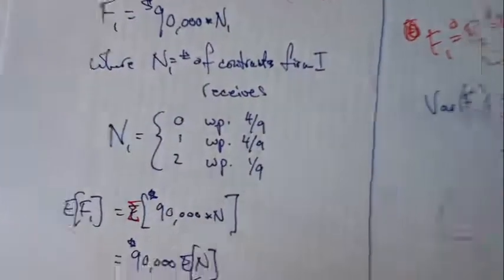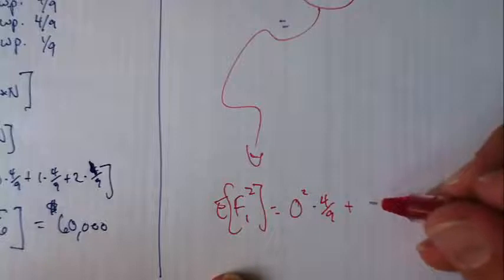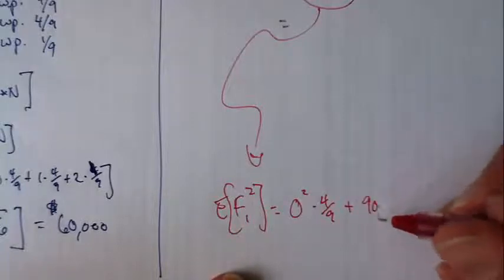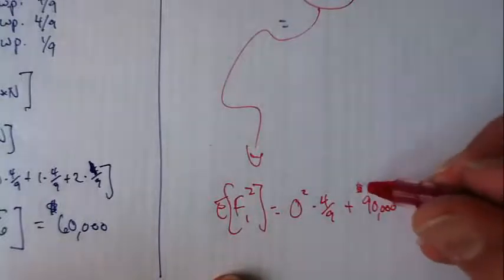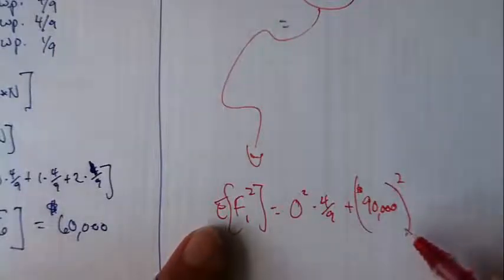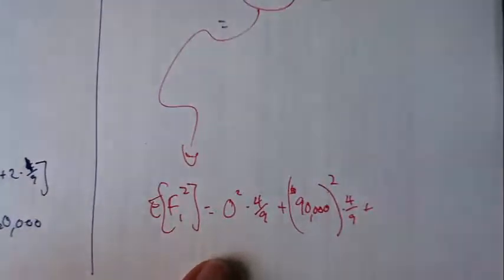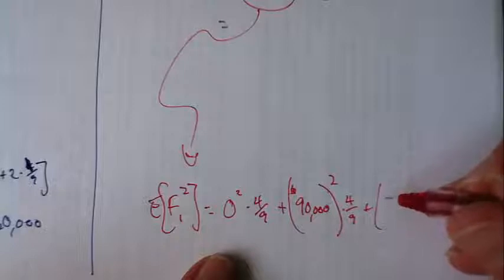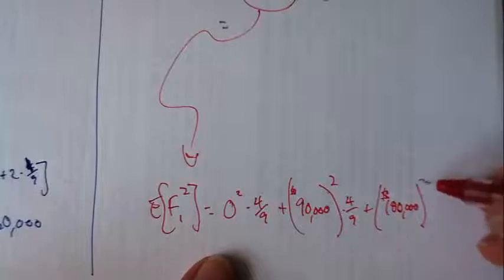Plus, F1 could also be $90,000, right? I need to square that because I'm finding the expected value of that thing squared. And what's the chance that F1 is $90,000? It's 4/9, right? Plus, finally, they could get both contracts. Greedy so-and-sos. Square that times 1/9.